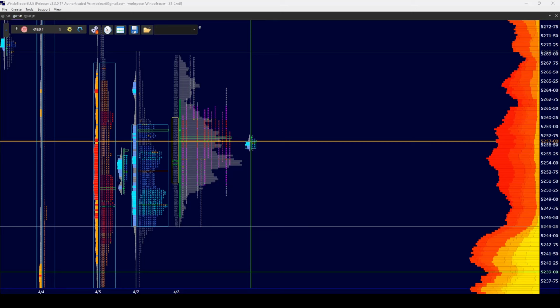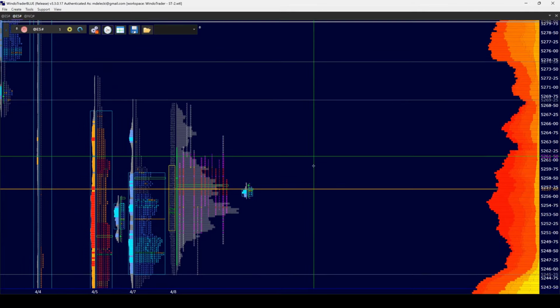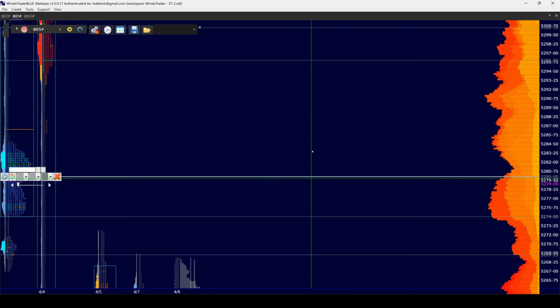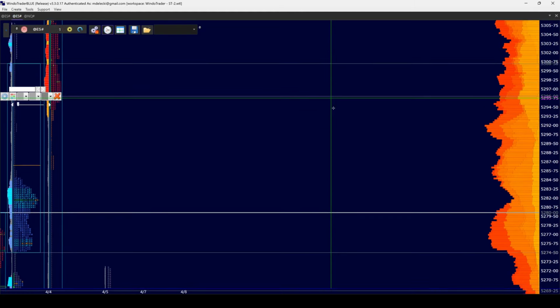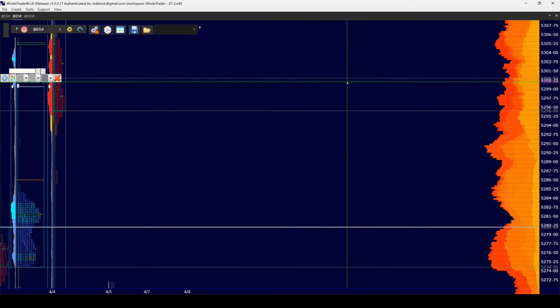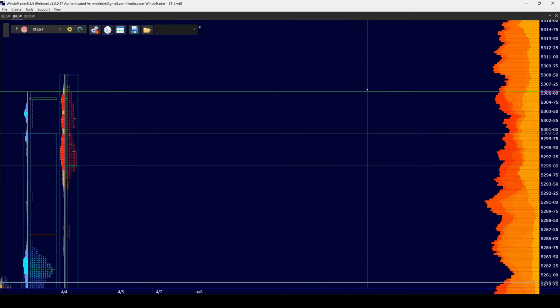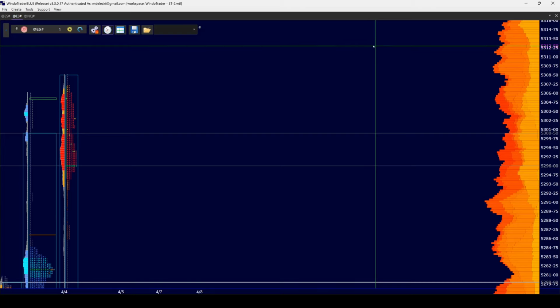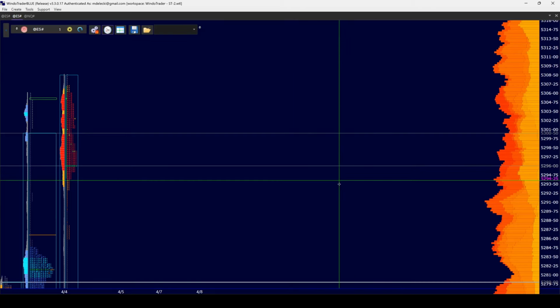If we do get a positive number, we see upside of 5275 to 5280, 5296, and 5300 at the top end. If we get into the 5310, 11 range, we see some selling coming in here from market participants.